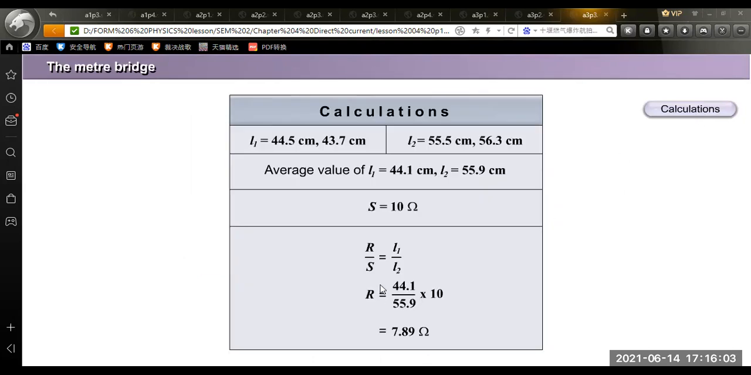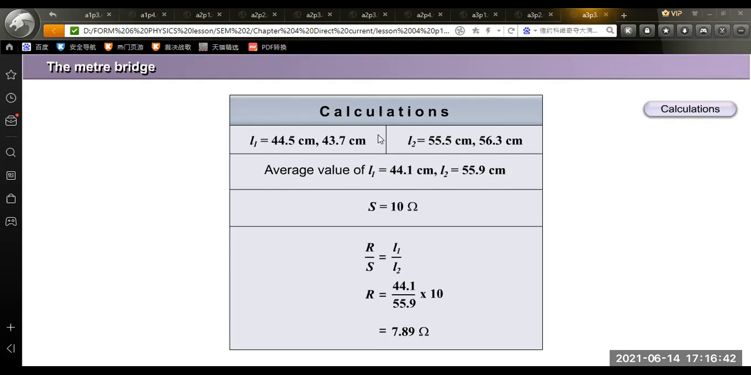So what is the meaning? That means L1 is 44.5 and 43.7. For the second one, where we exchange, L2 will be 55.5 and 56.3. So the average value of L1, from 44.5 and 43.7, is 44.1 cm. And from 55.5 and 56.3, the average length L2 is 55.9.